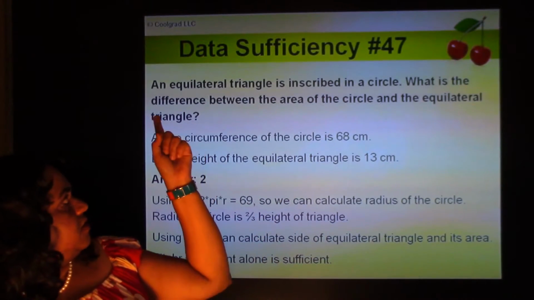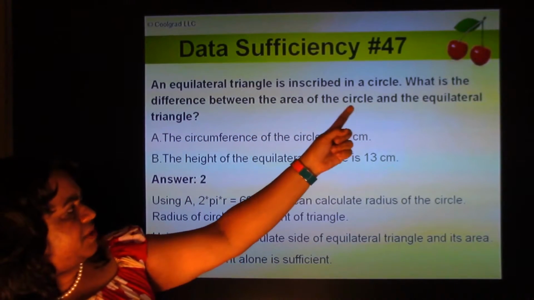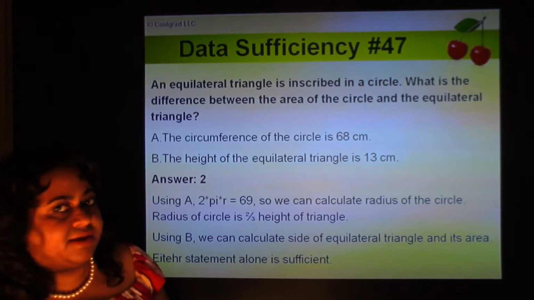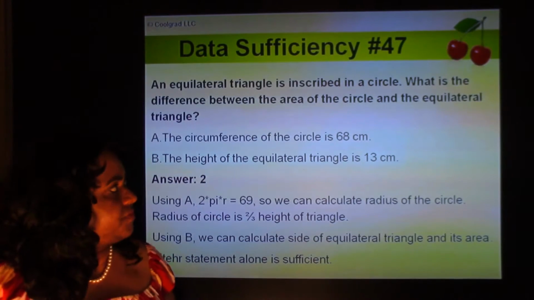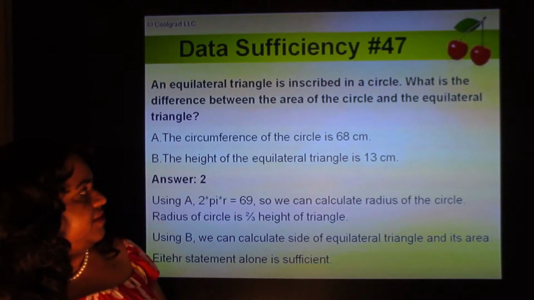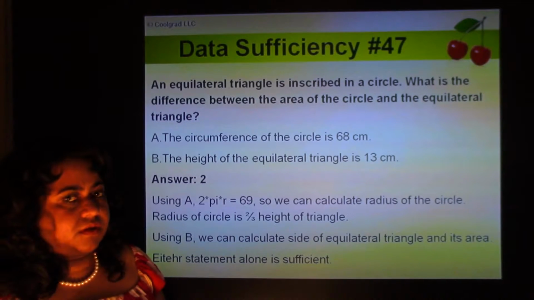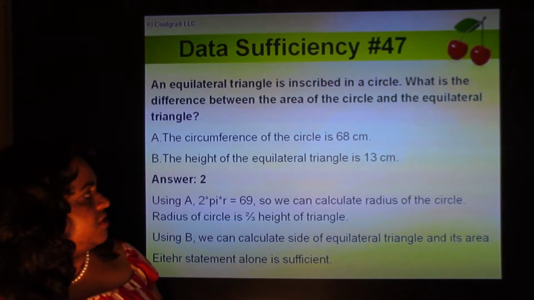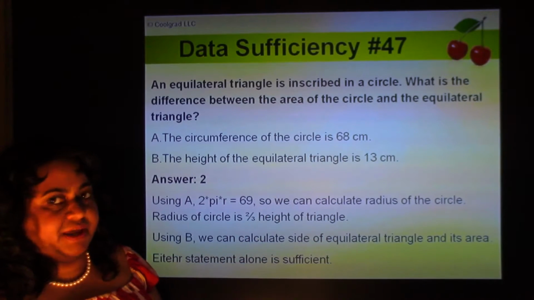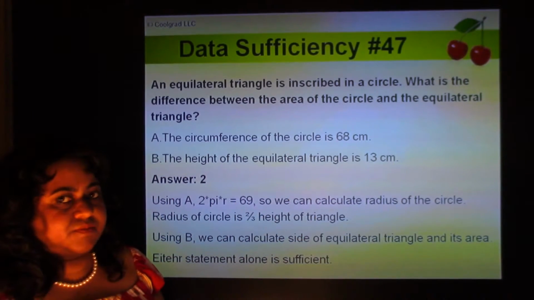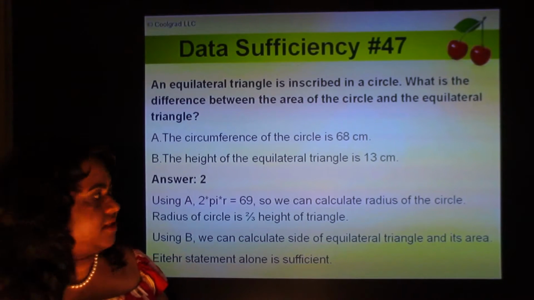Question 47. An equilateral triangle is inscribed in a circle. So the circle and an equilateral triangle inscribed inside the circle. What is the difference between the area of the circle and the equilateral triangle? Statement A. The circumference of the circle is 68 centimeters. Statement B. The height of the equilateral triangle is 13 centimeters. So draw a picture for your own reference.